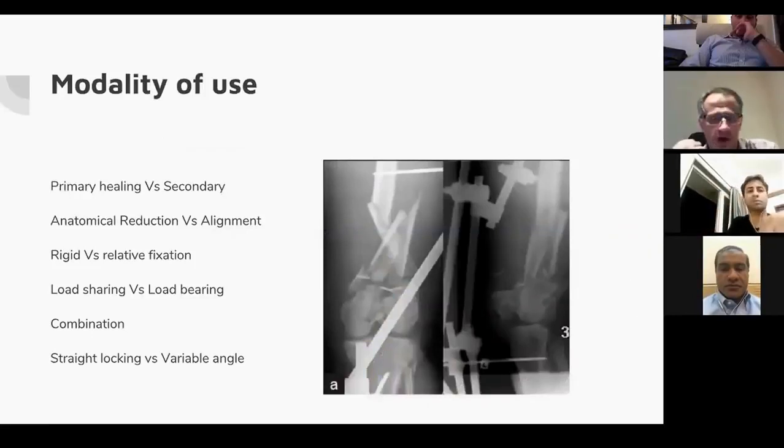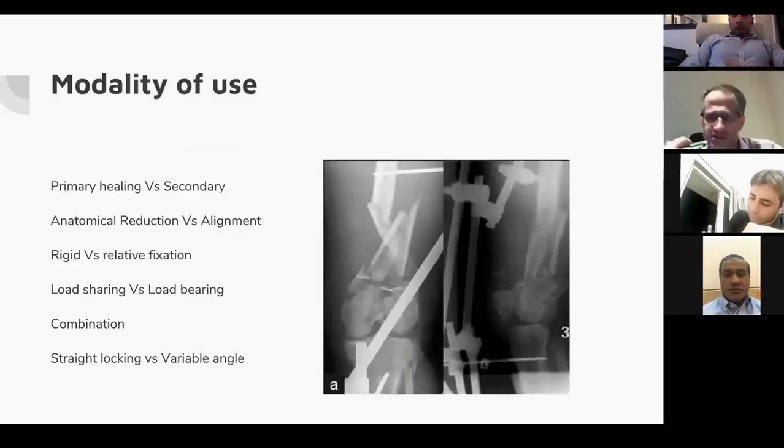Now, remember, I told you I would bring up modality of use at the very beginning of this conversation, because depending on what you're dealing with, that's how you want to design your plate, ideally. Even though you want an all-singing, all-dancing plate, there are some plates which would be inappropriate for different parts of the body versus other plates.